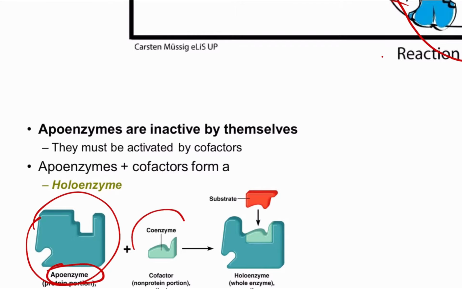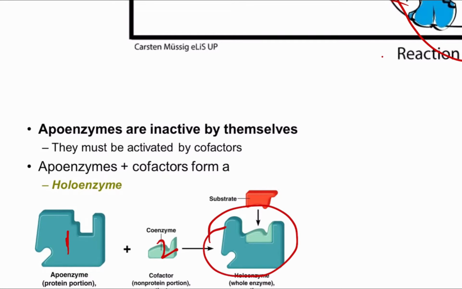Then you have a cofactor, and a cofactor helps the enzyme function. So it'll attach to the enzyme, and now that enzyme is up and ready. It's no longer called an apoenzyme. It's called a holoenzyme. And that forms when there is an inactive enzyme that attaches to a coenzyme. So we see here, we have this enzyme plus this coenzyme gives you a holoenzyme.